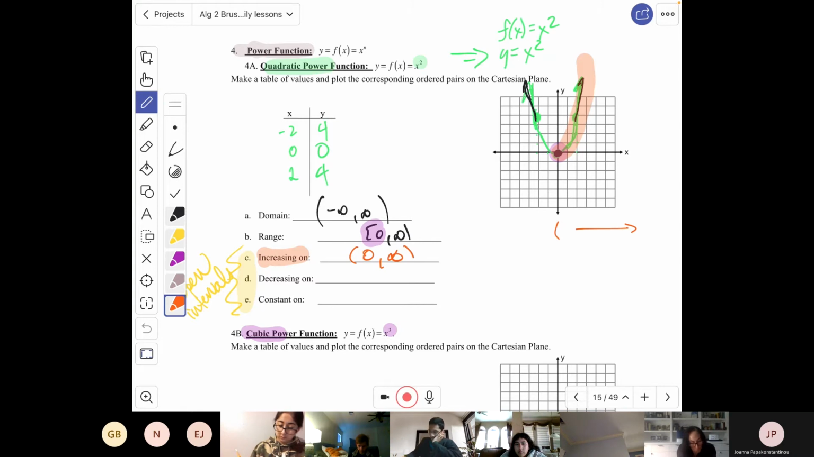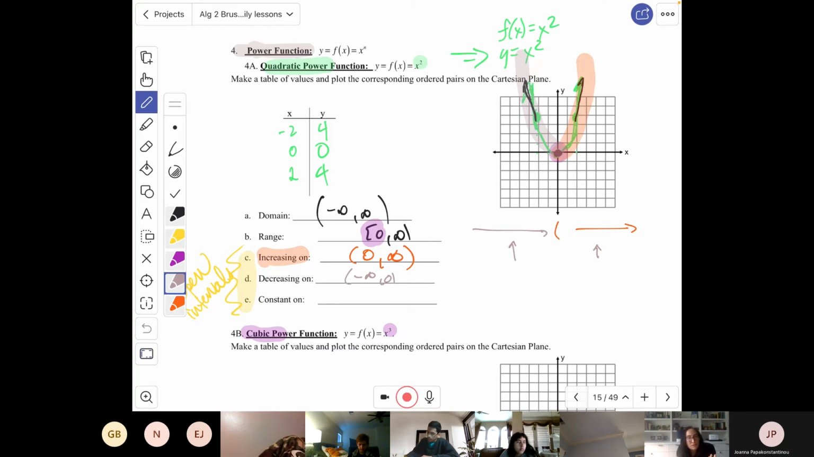Now, where is this function decreasing? Negative infinity to 0. Beautiful. Do y'all see that? So it's rising. The y values are getting larger as the x values are getting larger over here. And the y values are getting smaller. It's falling as the x values are getting larger to the left.